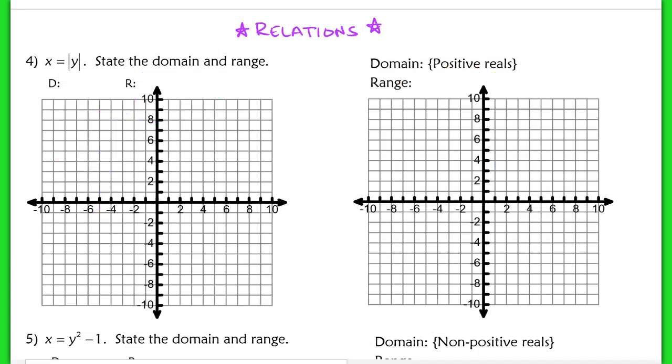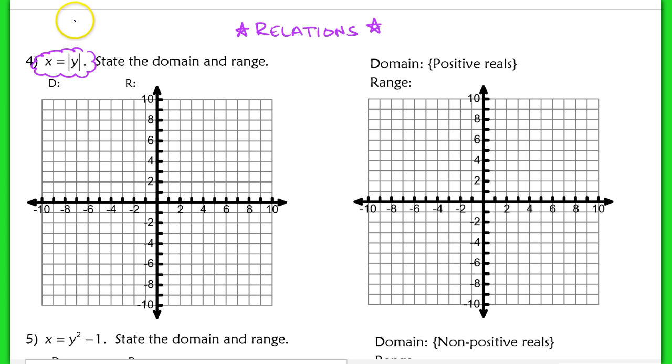All right, on the back side of our notes, we're now going to be graphing equations that are called relations. So again, tomorrow we'll talk more about the differences between functions and relations, but for right now, let's just take a look at example 4, and just get a basic understanding of what a relation is.